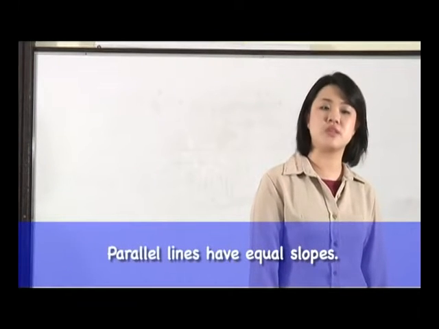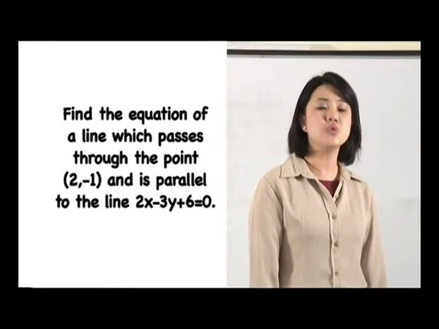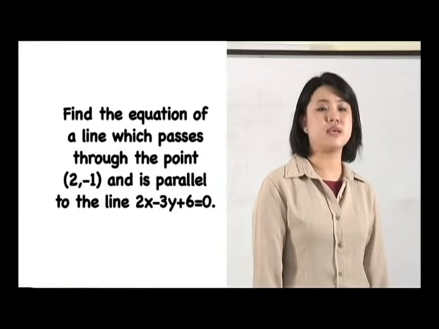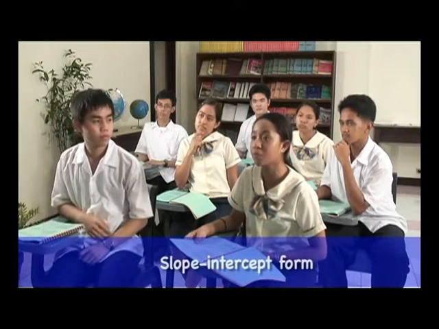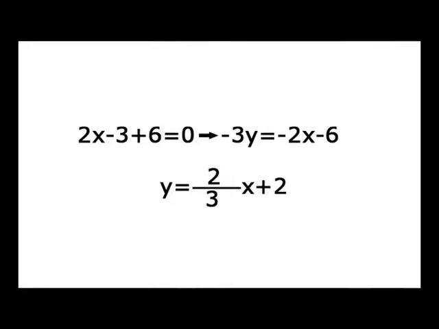Let's apply this to this problem. Find the equation of a line which passes through the point (2, -1) and is parallel to the line 2x minus 3y plus 6 equals 0. Since the lines are parallel, the slopes of the two lines are equal. We must find the slope of the second line. We can transform the equation to the slope-intercept form by solving for y in terms of x. Okay, who will do it? Let me! The slope of the line is 2/3, so this is also the slope of the line we want.